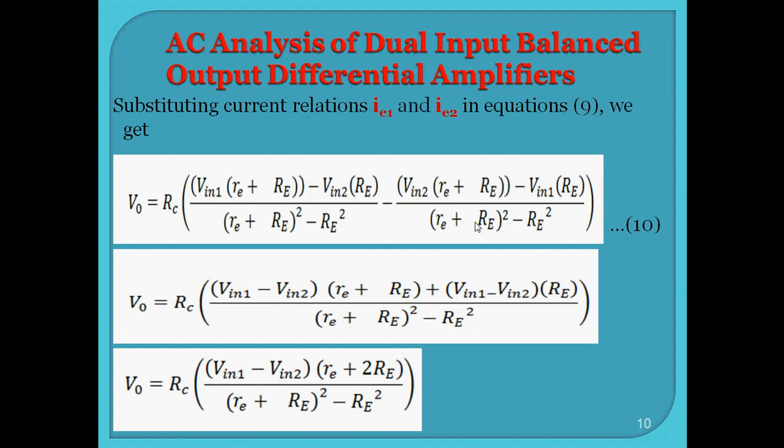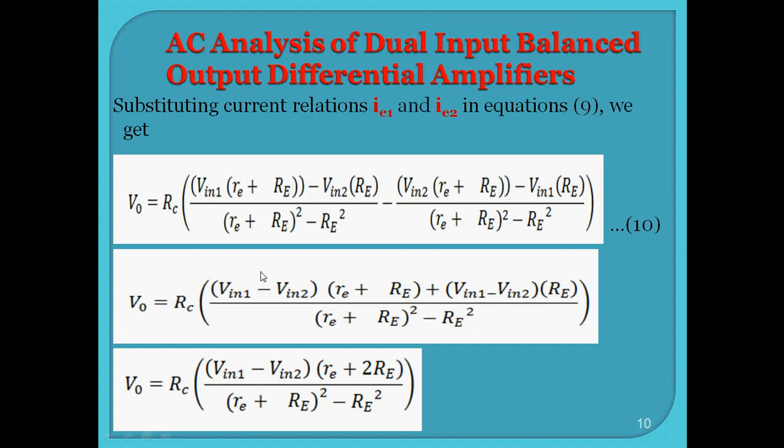Simply what we did here is, we have substituted the values of IE1 current and IE2 current in the output voltage equation. From this equation we can see that both IE1 and IE2 will have the same denominator. So we can take the LCM here. That is, when the denominator is common, we can go for the operation in between these two terms. That is, make the LCM here: bracket re plus capital RE square minus capital RE square.